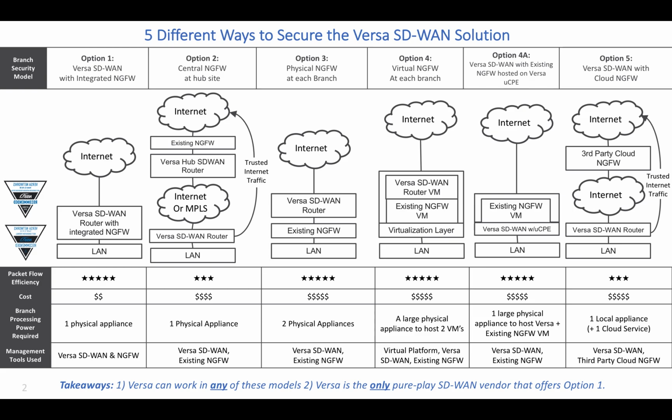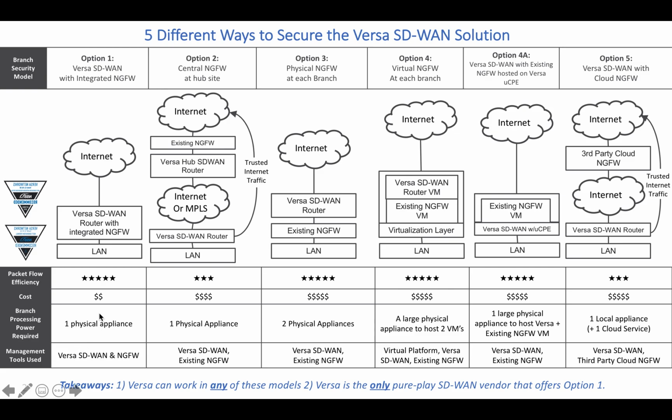So the first option, option 1, we're looking at a branch here. So this is the LAN infrastructure inside the branch. We then have a Versa node that's performing SD-WAN functions, routing functions, next-gen firewall, and unified threat management functions. And Versa does have a next-gen firewall and next-gen IPS solution that is NSS Labs recommended.